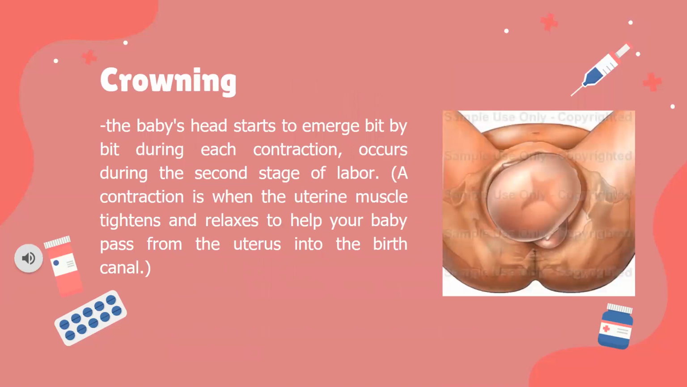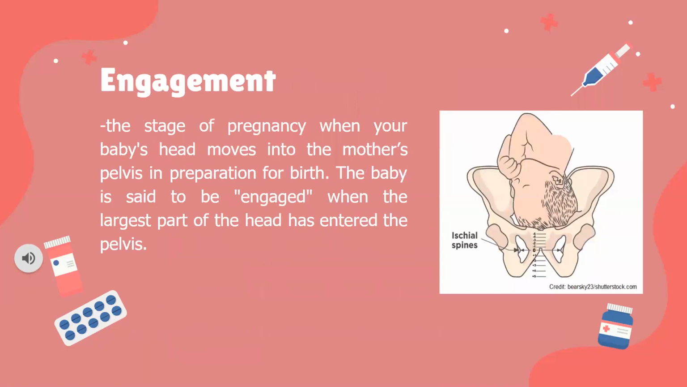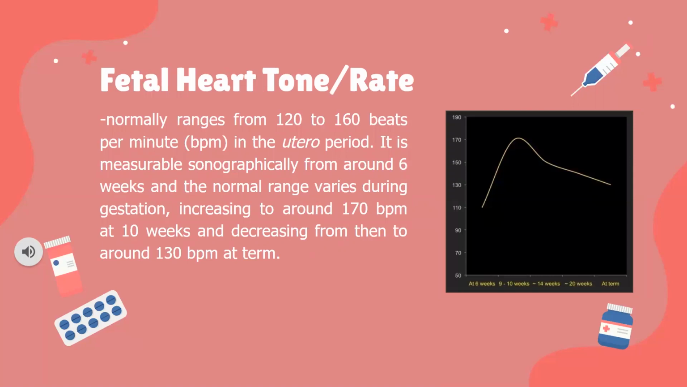Next, we have crowning, wherein the baby's head starts to emerge little by little during each contraction. Next, we have engagement, which is where the baby's head moves into the mother's pelvis in preparation for birth. Then we have the fetal heart tone rate, which normally ranges from 120 to 160 beats per minute and is measured sonographically, and the normal range depends on the period of gestation.